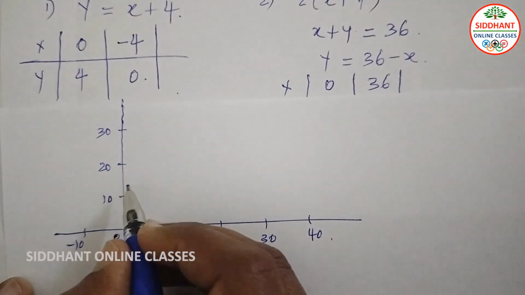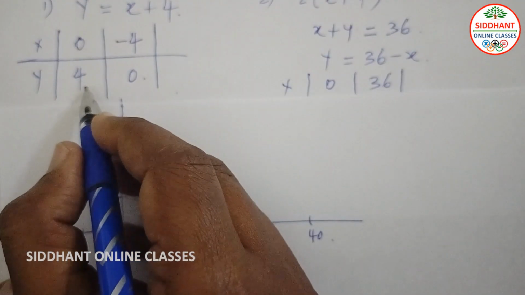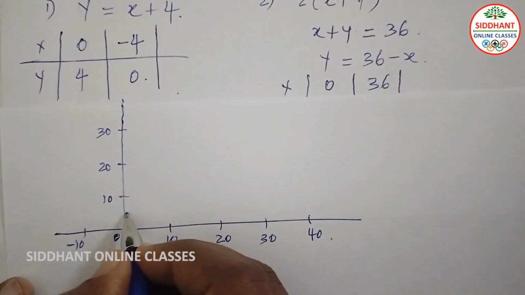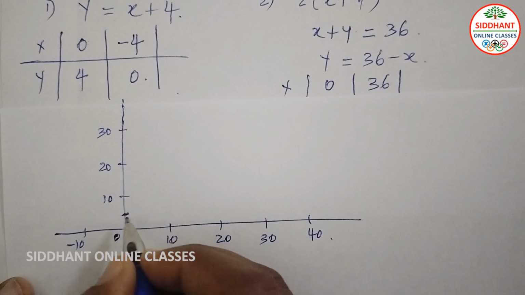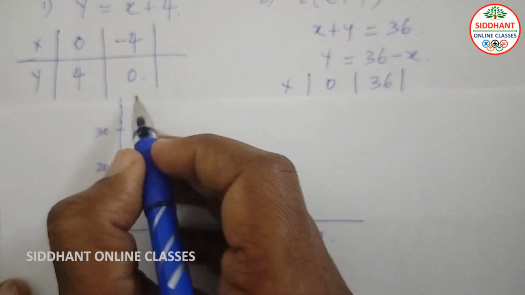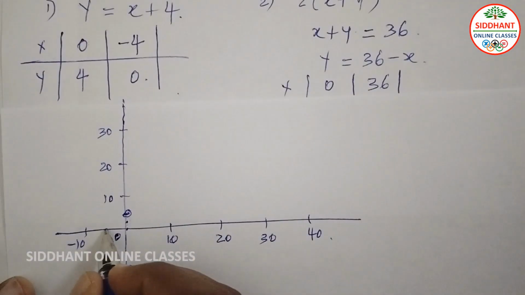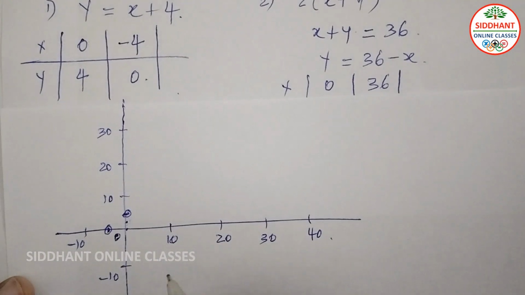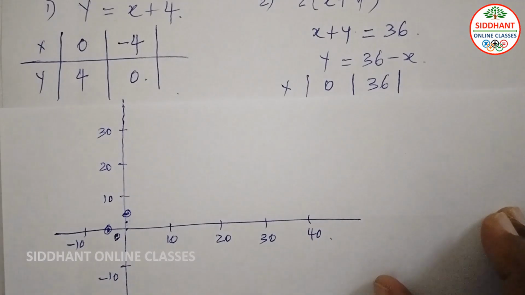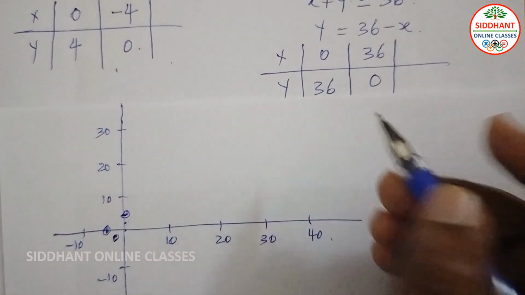The first value 0, then 4. So x is 0, then y is 4. So y is 4 means here you are going to get the point here. When x is minus 4, y is 0. So x is minus 4 means here, then y will become 0. This is the point. Next, we are going to see when x is 0, y is 36.